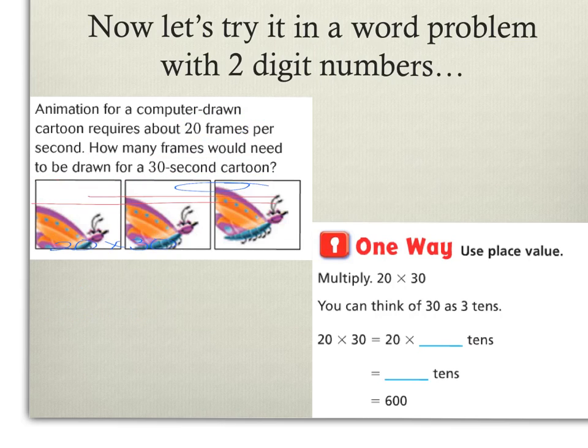I can solve the problem 20 times 30 using place value and think of 30 as 3 tens. So instead of 20 times 30, I'm going to think of 20 times 3 tens. 20 times 3 uses the basic fact of 2 times 3, which is 6, and then I add my 0, so 20 times 3 is 60 tens. 60 tens would be 600.